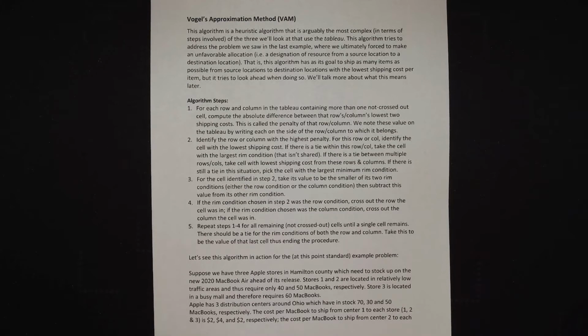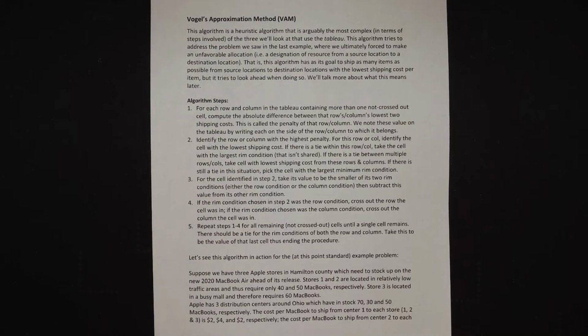So this algorithm tries to address the problem we saw in the last example, the least cost method flaws video, where we were ultimately forced to make an unfavorable allocation. And by allocation, we mean a designation of a resource from a source location to a destination location. So we can think of it as a filled out cell of the tableau.